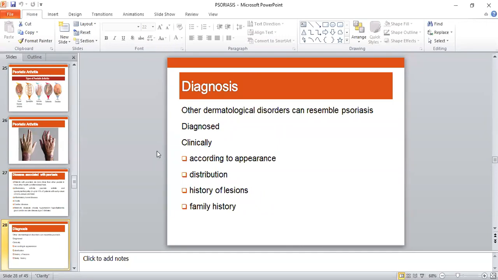So these are the points on how we are going to diagnose in dermatology: according to the appearance of the lesions, then distribution, how it has started and taken over all the body parts, and history of the lesion and family history. The patient will tell you himself that it started on the scalp, or it was only on my elbows, and then it led to all over the body. So this is basically the diagnosis of the patient.